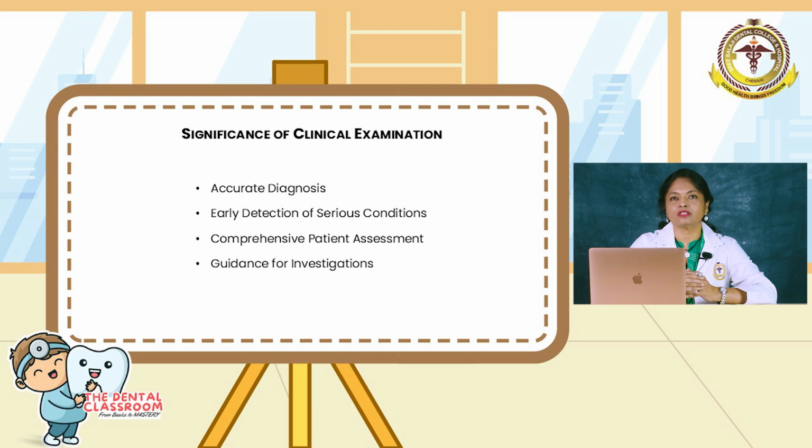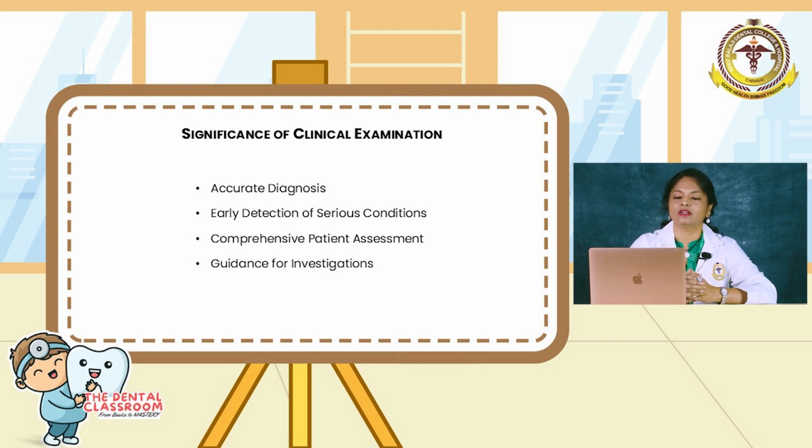So, this talk will focus on a systematic step-by-step approach to clinical examination and how to arrive at a correct, accurate diagnosis. Before going into the step-by-step approach, let's see what is the significance of clinical examination. First and foremost, it is done to get an accurate diagnosis. Clinical examination helps in identifying signs and symptoms of oral diseases such as ulcer, swelling, lesions and discolorations.